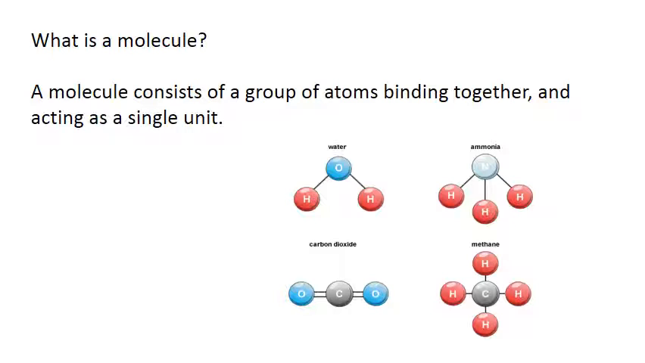What is a molecule? Badia, read the definition of a molecule, please. A molecule consists of a group of atoms binding together and acting as a single unit. So we have, like, the water molecule: we have the oxygen atom and the hydrogen atoms, so 2 hydrogen atoms binding to 1 oxygen atom, forming a water molecule. So we stop saying oxygen, hydrogen. Now they are acting as a single unit, which is water, so a water molecule. Same for ammonia, carbon dioxide, and methane. They all have different types of atoms, but they act as a single unit. So this is a molecule.